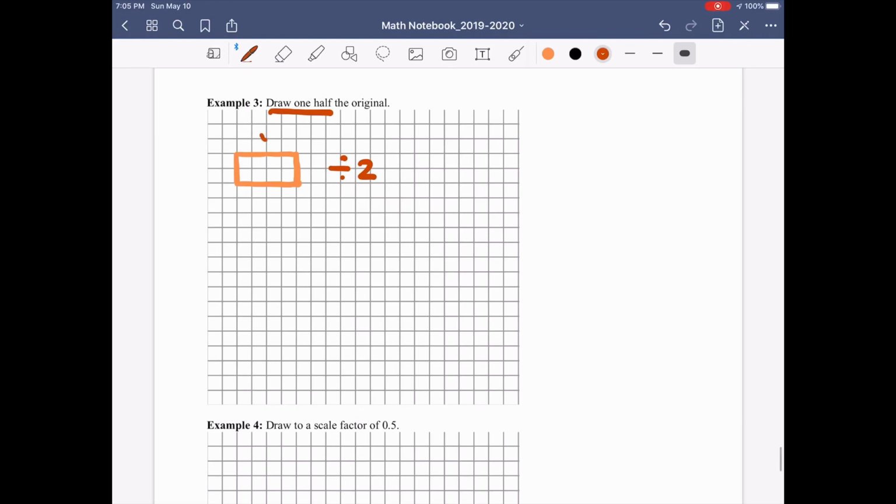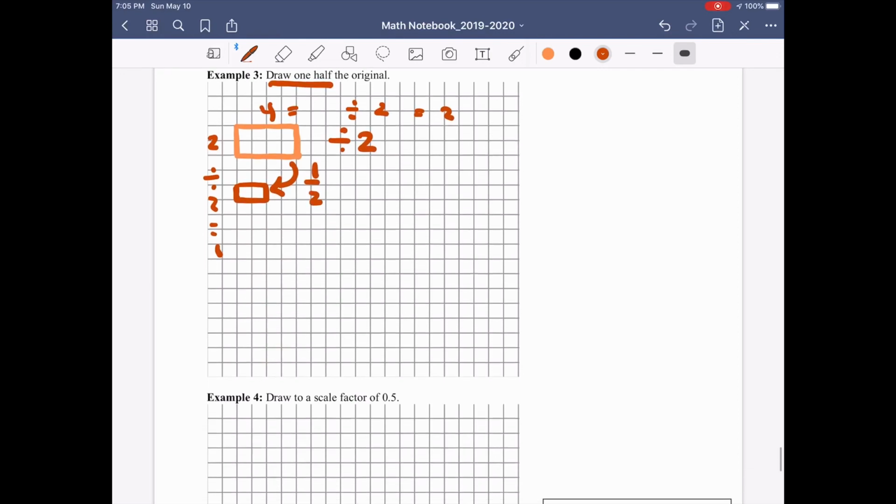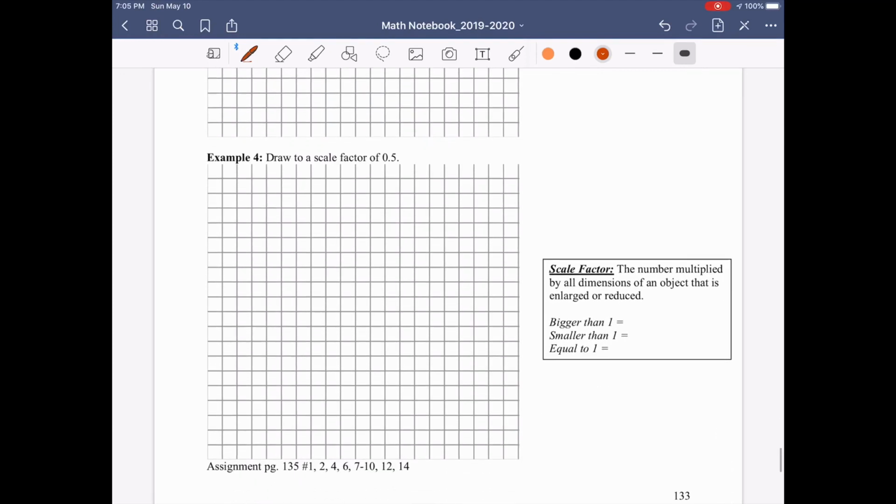So the length was 4, the width was 2, which means our new length is going to be 2, and our new width is going to be 1. You're dividing every side in half. So it's going to be like this. This rectangle would be a true reduction of 1/2 of the original. Okay, every side is reduced.